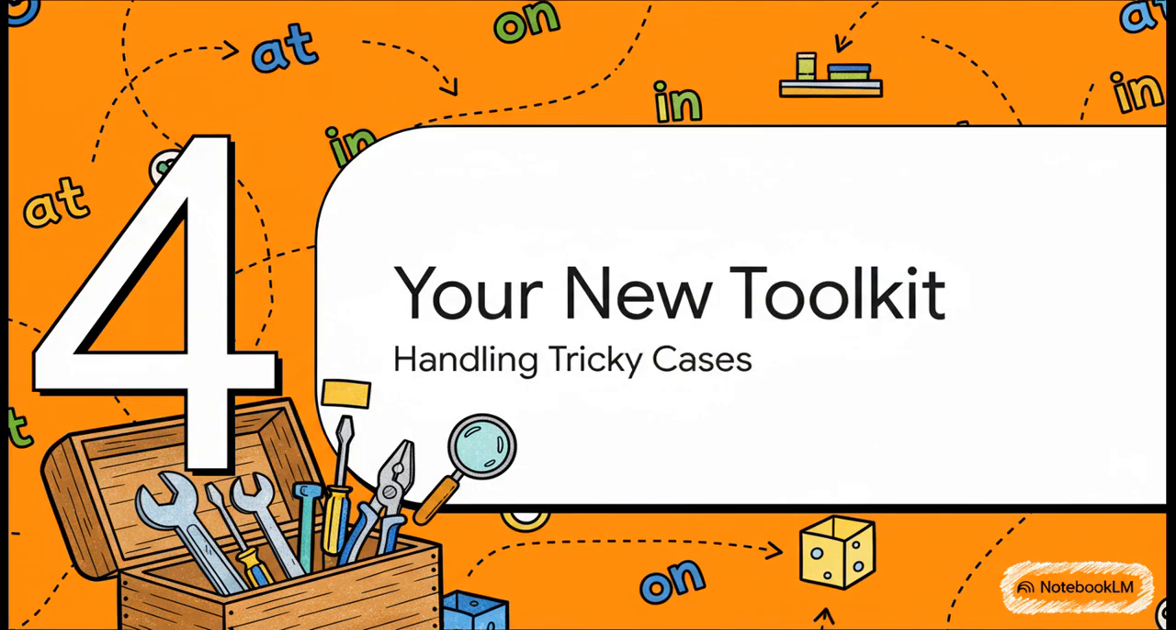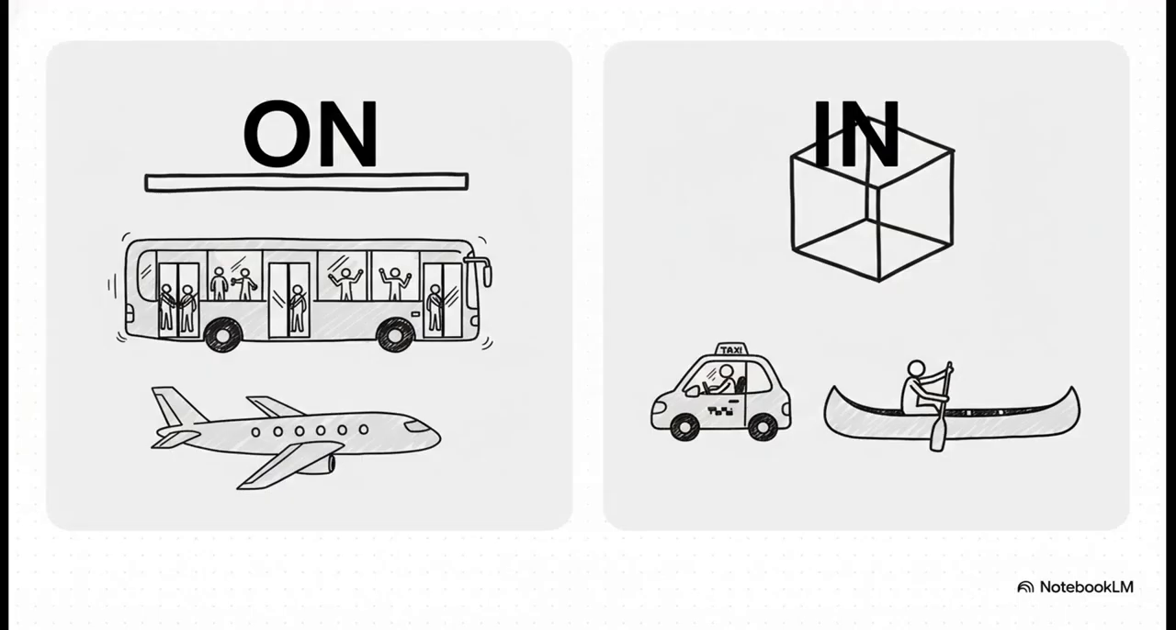Now that you've got the core model down, let's add a couple of special tools to your kit to help you handle some of the most common tricky situations you might run into. So let's just lock in that fantastic rule we learned from the quiz. For public transport where you can move around, like a bus or a plane, use on. For smaller, private, enclosed transport like a taxi or a canoe, use in. It's as simple as that.